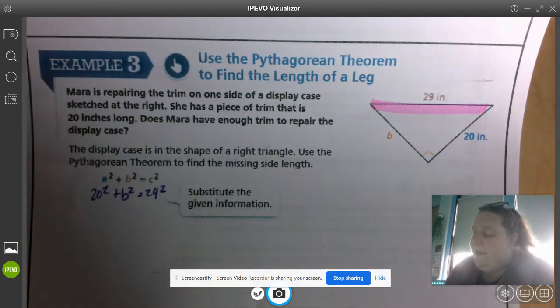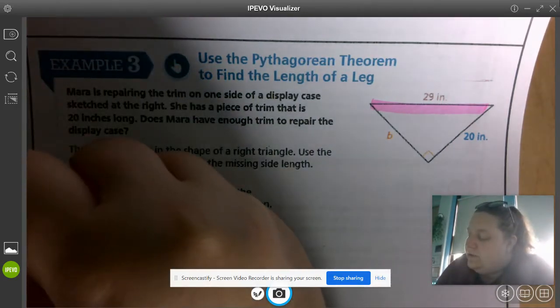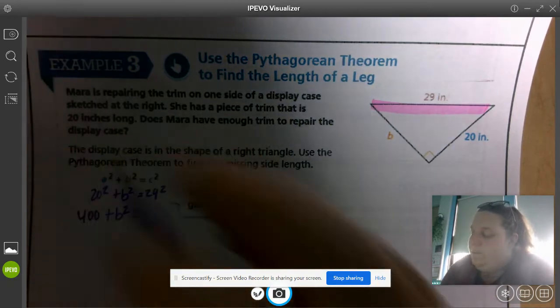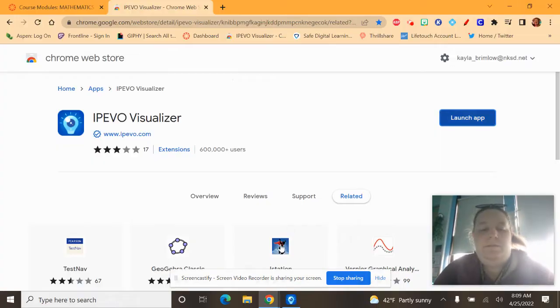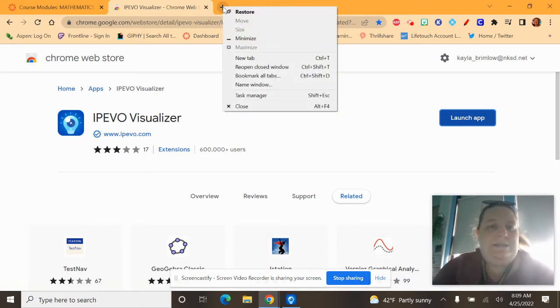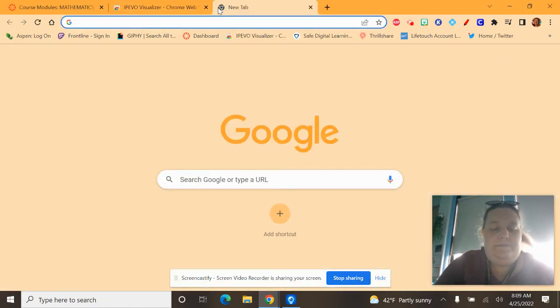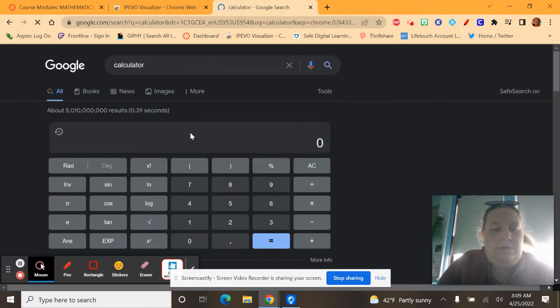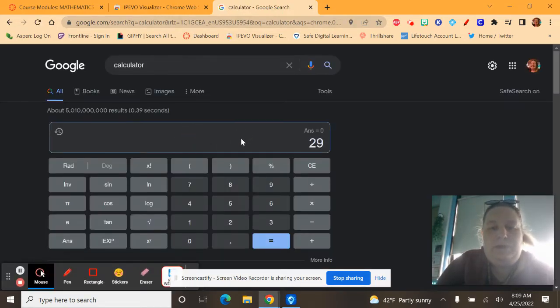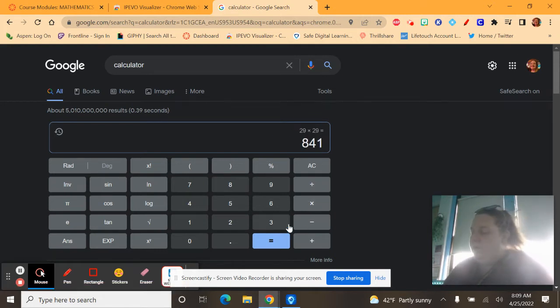So I'm going to go ahead and simplify what I know. So this is 400 plus b squared. And I just need 1 minute so that I can do 29 squared, since that is not one I know off the top of my head. 29 squared is 841. Okay.